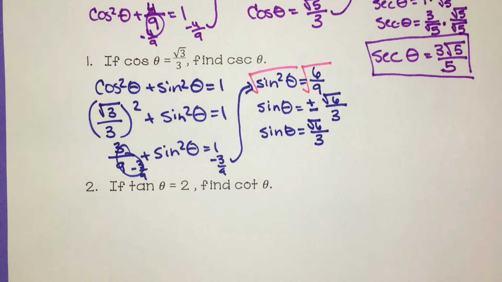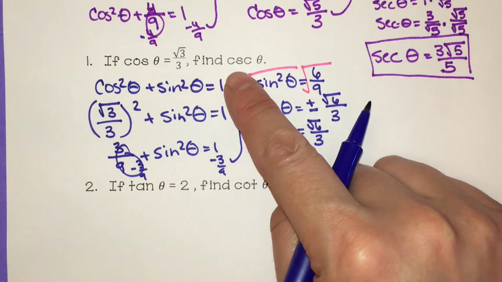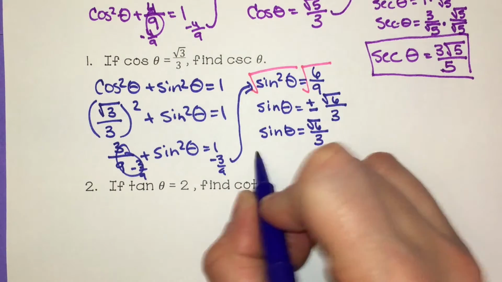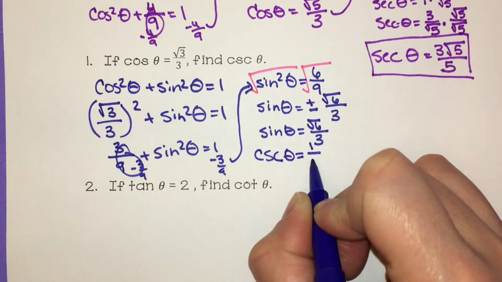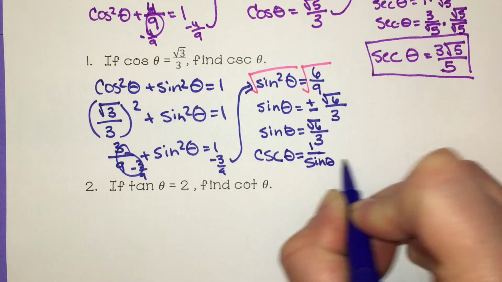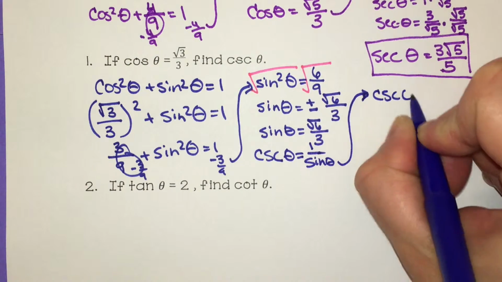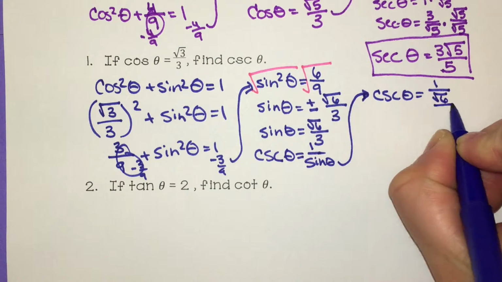All right, but I want to know cosecant. Cosecant gives me cosecant theta is equal to 1 over sine theta, because I know what sine theta is. I have 1 over square root of 6 over 3.